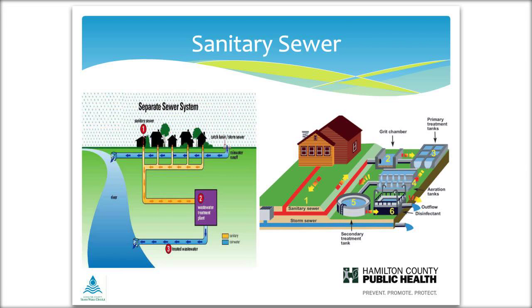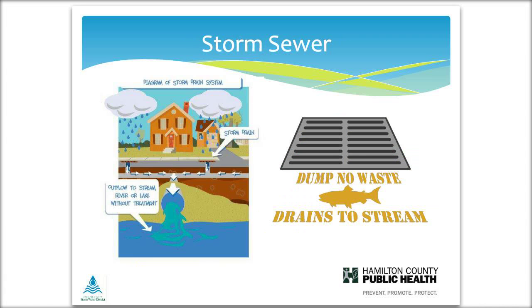So the main thing to understand is when you flush your toilet or any wastewater in your home goes down the drain, that does go to a plant where it is treated, and then it's released to the environment. Storm sewers, on the other hand, look more like this, where it is a direct conduit, and it goes directly to your streams and rivers.